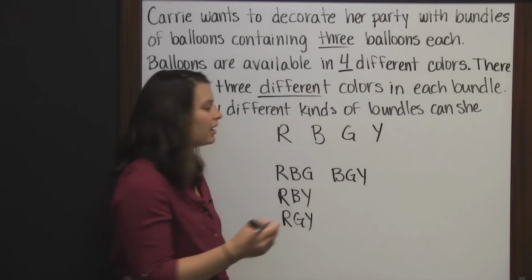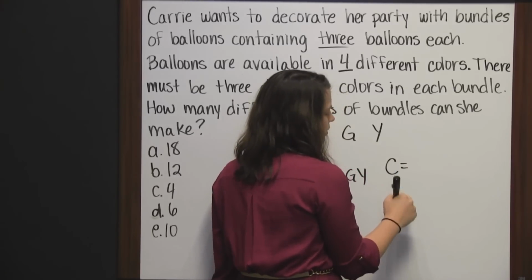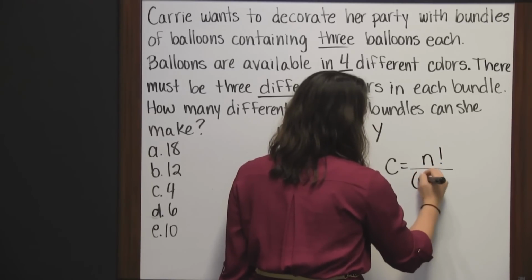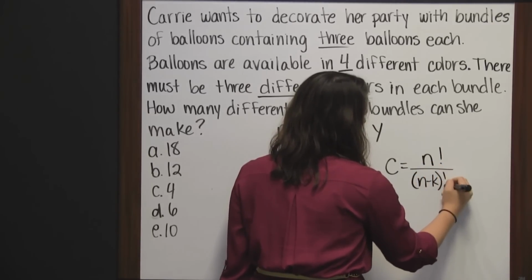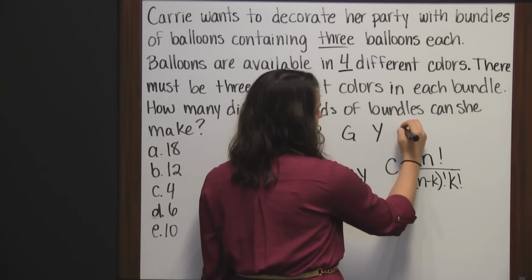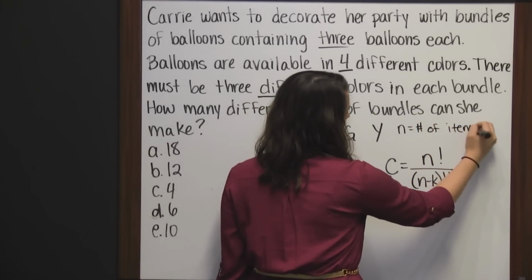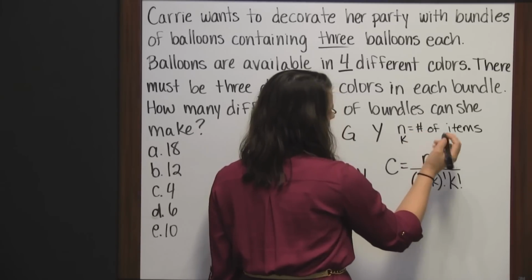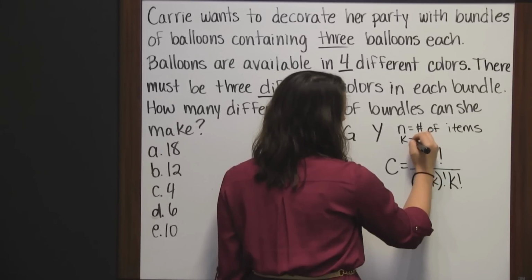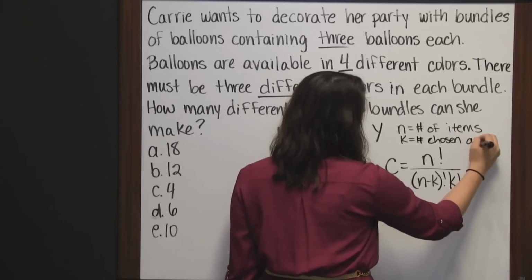We can do this mathematically using the formula for a combination. A combination is found by doing n factorial divided by n minus k factorial times k factorial, where n is the number of items and k is basically how many you choose at a time, or taken at a time.